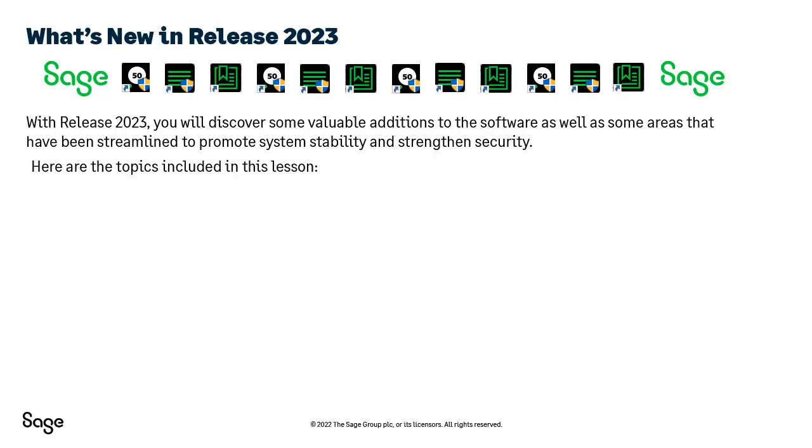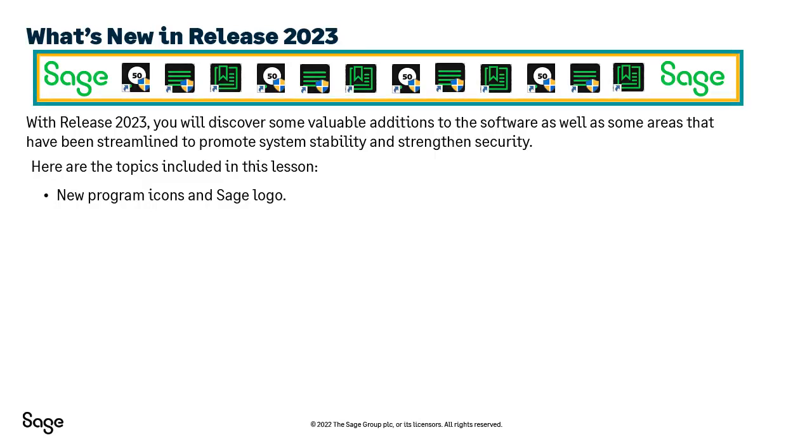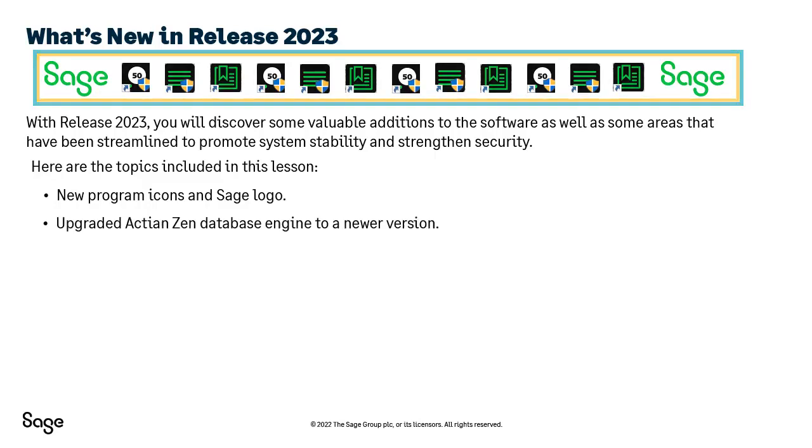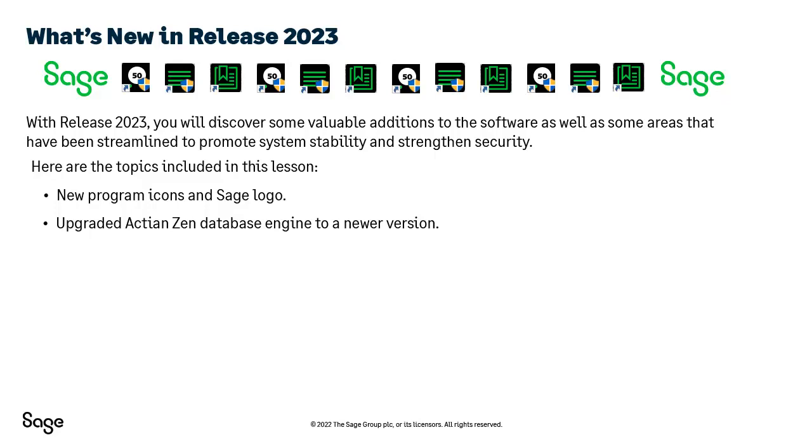Here are the topics included in this lesson. First, you will see new Sage branding with new program icons and a new Sage logo like the ones you see here. The Actian Zen database engine has been upgraded to a newer, more secure version. In-product help has been improved by moving it online so that it works like other similar Windows applications and is easier to access and use.